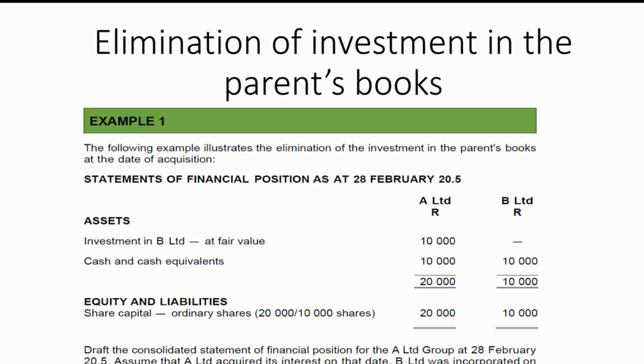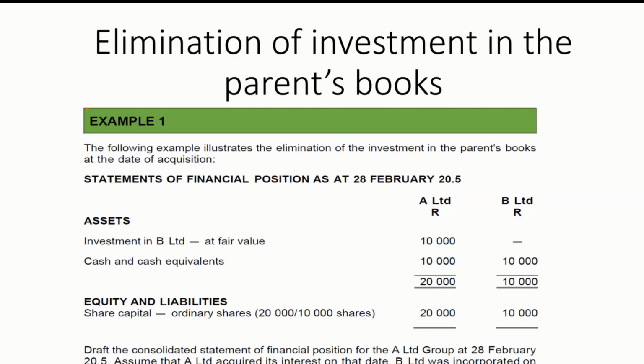Now let's look at the equity and liabilities. Share capital in A is 20,000. The share capital in B is 10,000. I'll pause here. Ask me a question. What don't you understand?